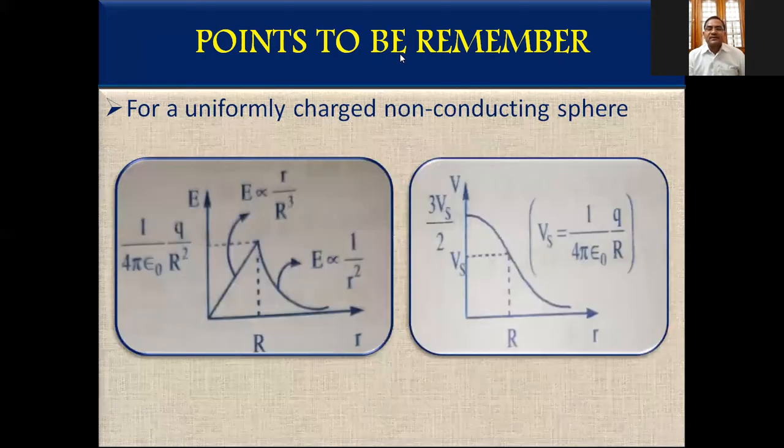The next one is the potential graph for a uniformly charged non-conducting sphere. We can understand it from the graph. Here the potential at the center is maximum. As we move from the center to the surface, the potential decreases. Again, as we move from the surface to an external point, for small r greater than capital R, the potential decreases, inversely proportional to the distance of that point from the center. Okay, next.